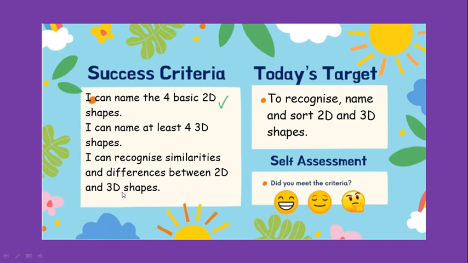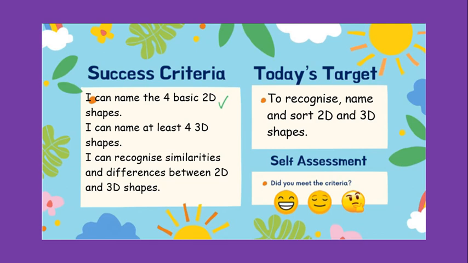Okay then, goodness gracious me, guess what? That is the end of our numeracy lesson for today. So let's check that we did our lesson really well. So our target was to recognise and name and sort some shapes. So the first thing we wanted to check was, could we name the 4 basic 2D shapes? So we looked at today circles, rectangles, squares and triangles, didn't we?